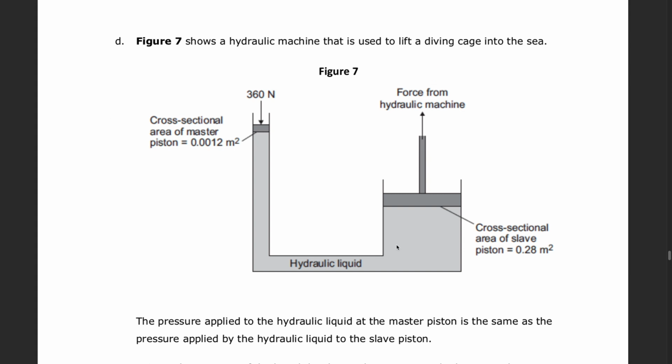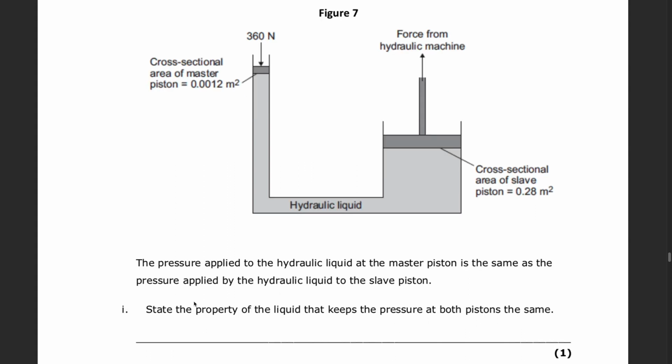Question D. Figure 7 shows a hydraulic machine that is used to lift a diving cage into the sea. And we have the diagram of the system with the master piston, the slave, and their cross-sectional areas so that we can work out any questions we are given. The pressure applied to the hydraulic liquid at the master piston is the same as the pressure applied by the hydraulic liquid to the slave piston. Question 1. State the property of the liquid that keeps the pressure at both pistons the same.